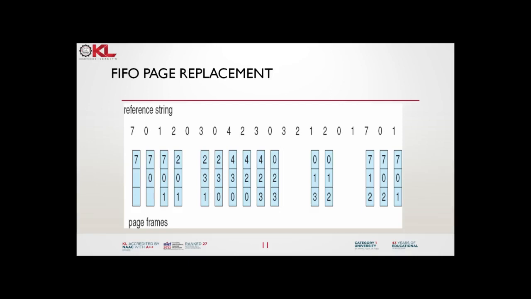So using these 3 frames, I would like to swap in the pages one after the other into these frames. Let us start from the first page, that is 7. First it will check in the main memory, in the frames, whether 7 is available or not. Whether 7 is available in the frame or not. No, it is not available.